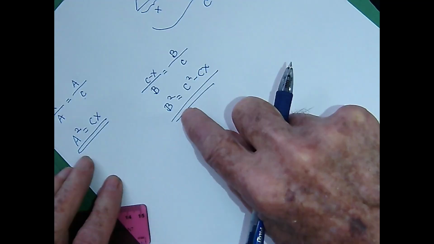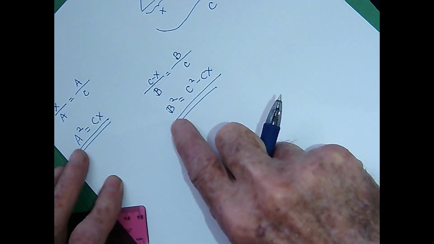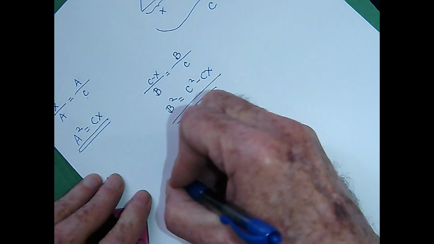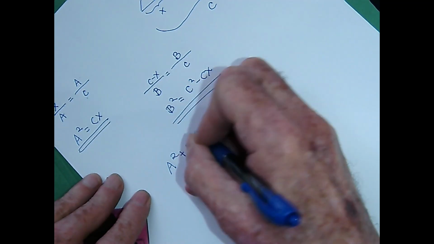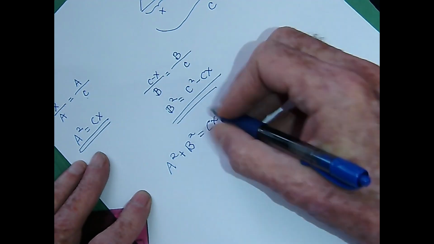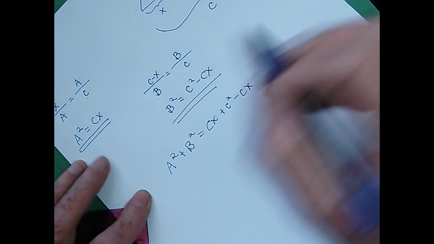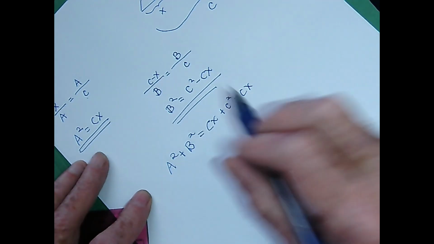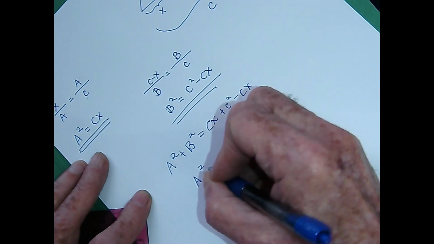Let's do that. I'm going to add this equation and this equation together, the left hand with the left and the right hand with the right. And look what happens when we do. I get A squared plus B squared equals CX plus C squared minus CX. Maybe you saw that coming. And lo and behold, the CX's fall off, and we get A squared plus B squared equals C squared.